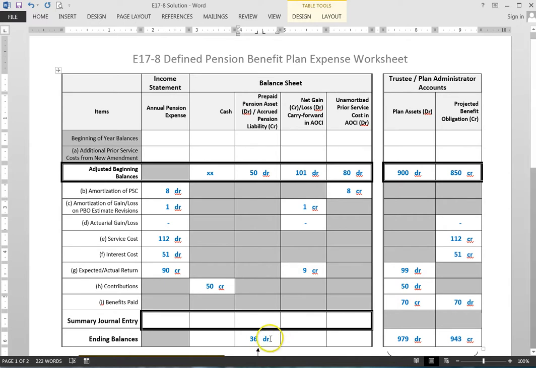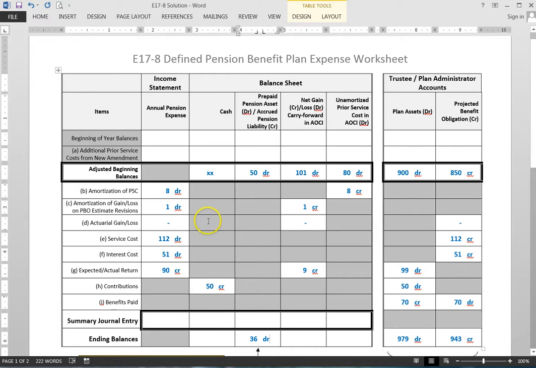So I'm still overfunded. Sterling Properties is still overfunded on their pension system. They are less overfunded than they were to begin with, but nevertheless still overfunded to the amount of $36,000.